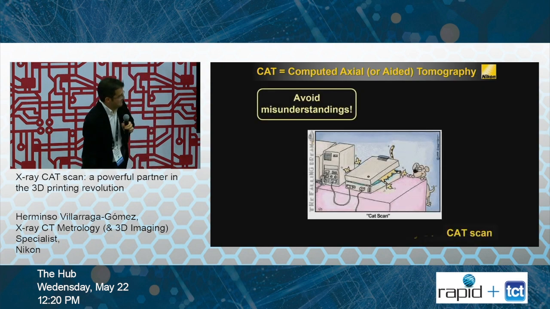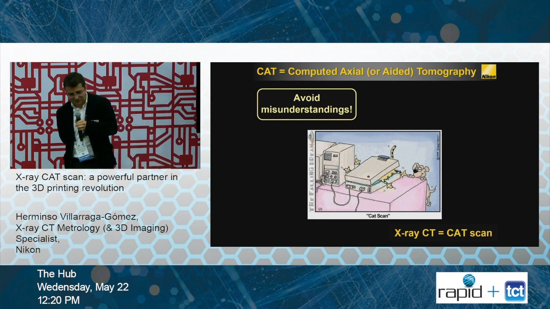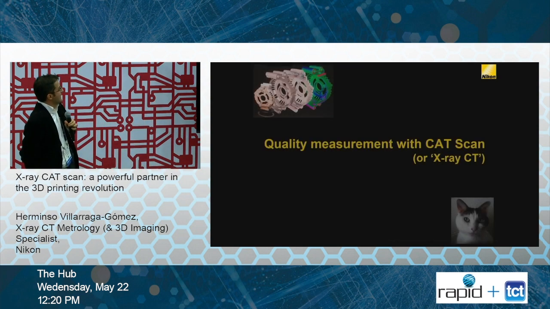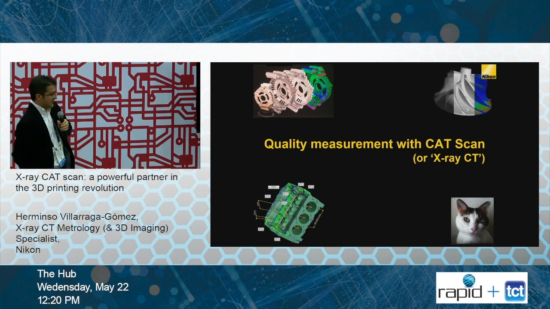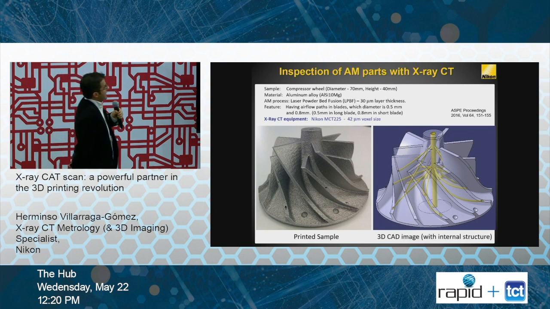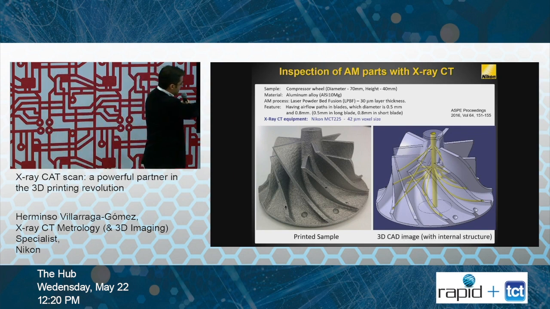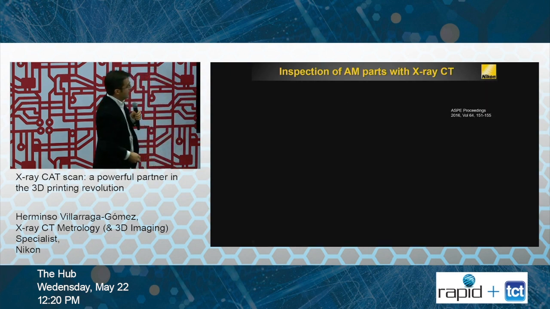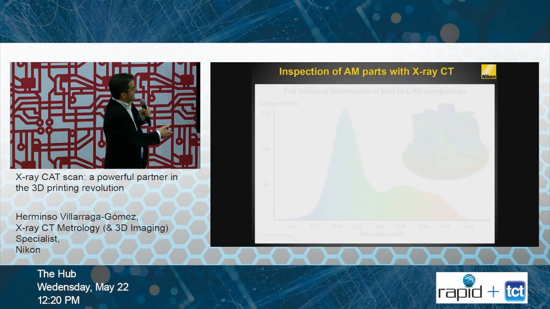And please avoid misunderstanding. I say CAT scan is not just to put it in the photo scanner. So that is quality measuring with CAT scan, different types of applications. And I have one example here, one that we did with internal cavities. This is the sample, that's the CAD model. And when we scan the part, then you see the transparency.